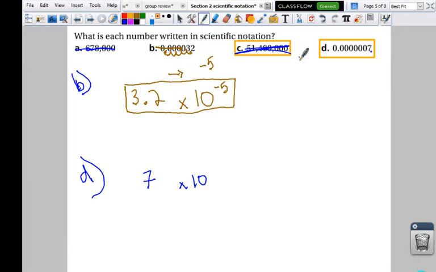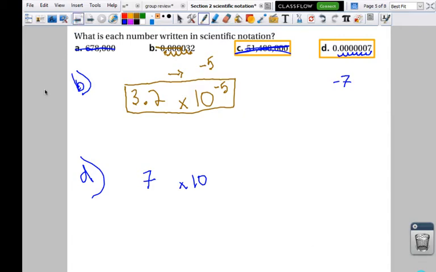Right. Okay. So on this one, Creighton, how many times do we have to move the decimal for part D? Let's count. We've got to go 1, 2, 3, 4, 5, 6, 7. So it's got to be 7 times, but it's going to be negative because we're going to the right.